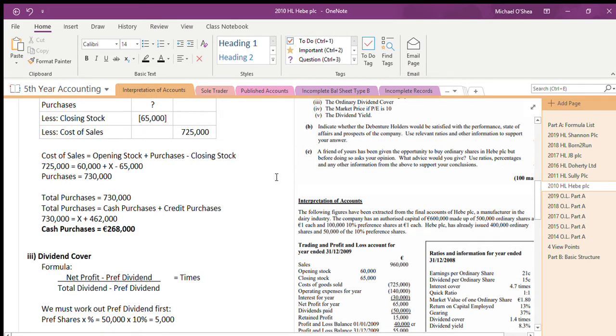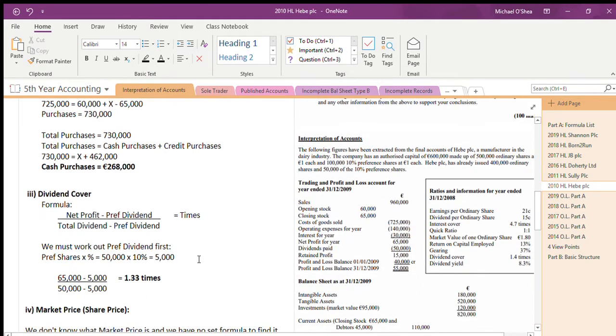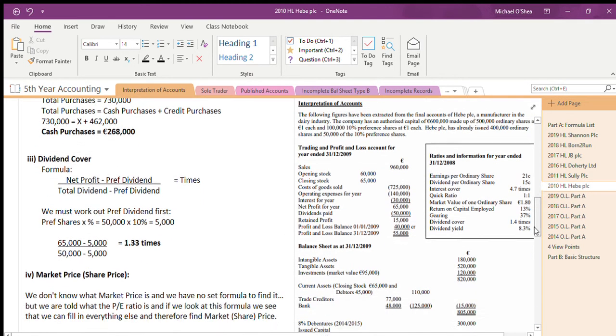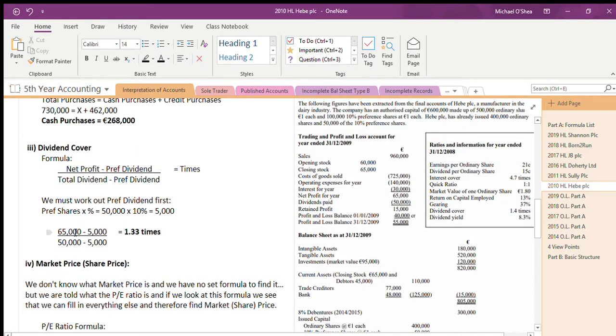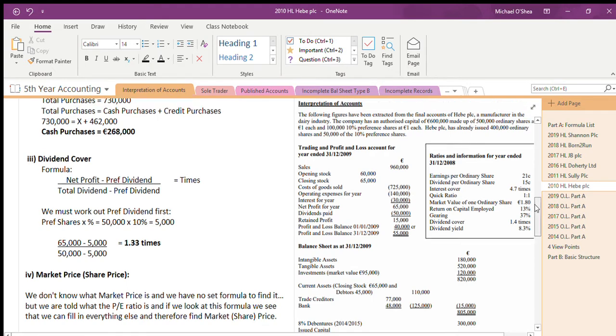For my ordinary dividend cover, I have my dividend cover formula: net profit minus preference dividend divided by total dividend minus preference dividend. So we must find out preference dividend first. My preference dividend is going to be my preference shares of 50,000 multiplied by 10%, which works out at 5,000. My net profit is given at 65,000, and my total dividend is given at 50,000 here, dividends paid. So if I plug all those in, I get my answer. It's 1.33 times.